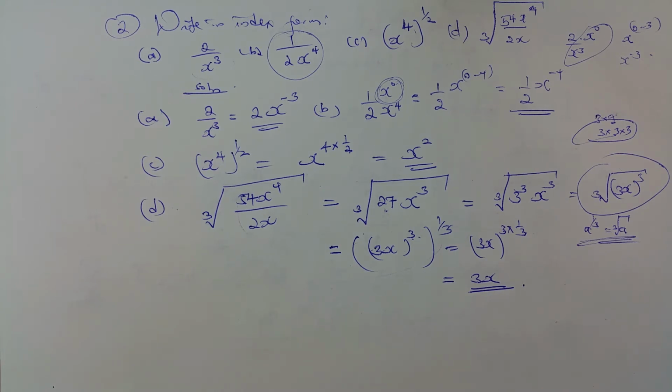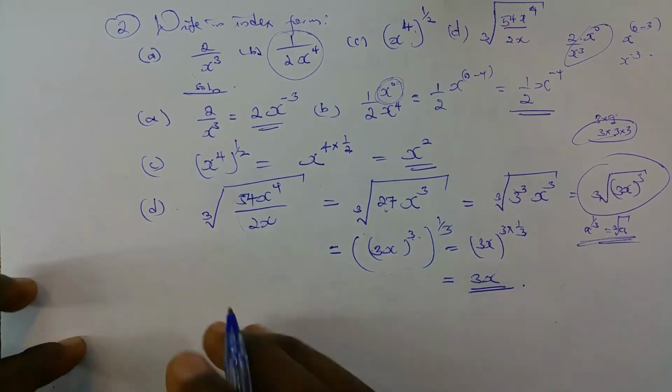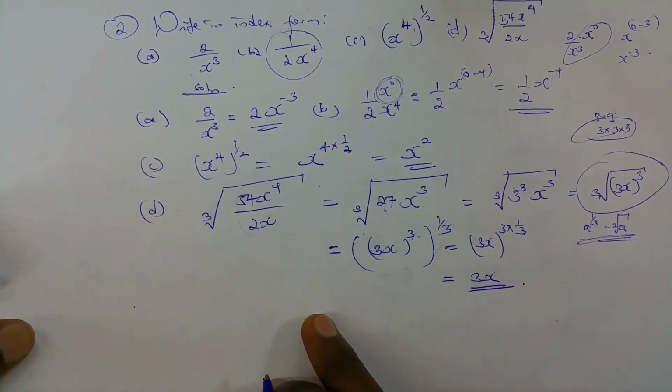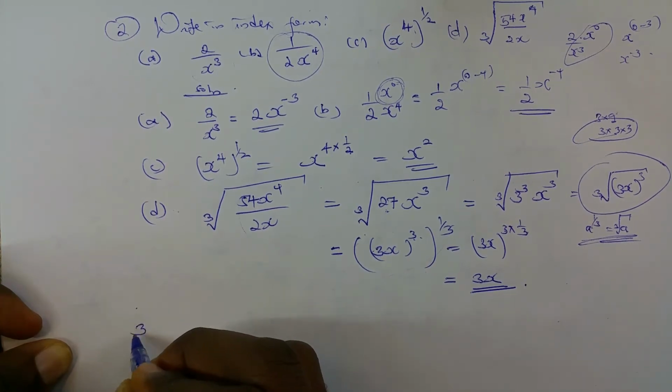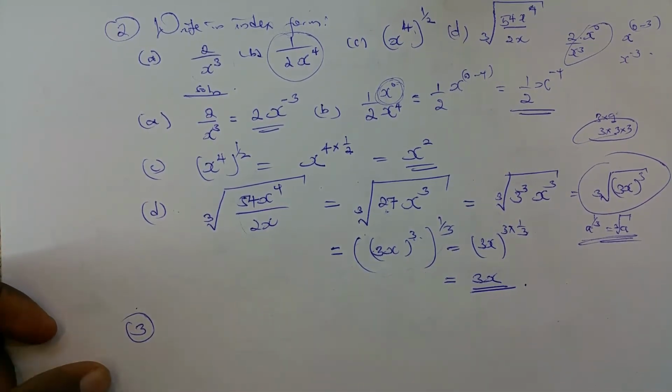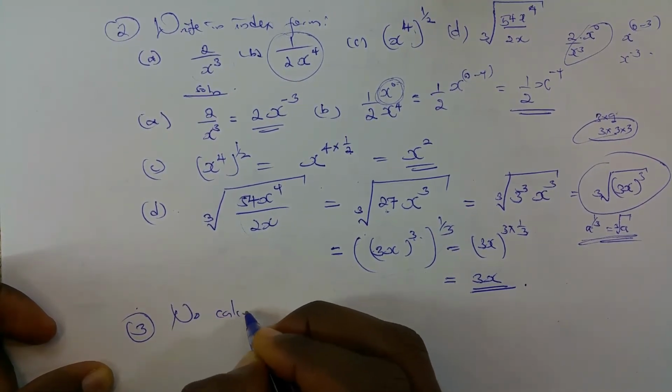Let us go to the next set of questions. Let me flip the page over. I can write the question here, then flip the page later. The question says, without using a calculator, let's evaluate. Let me say no calculator.